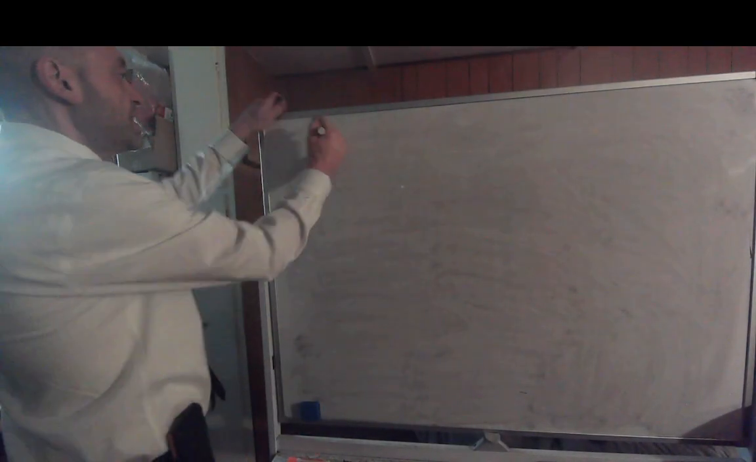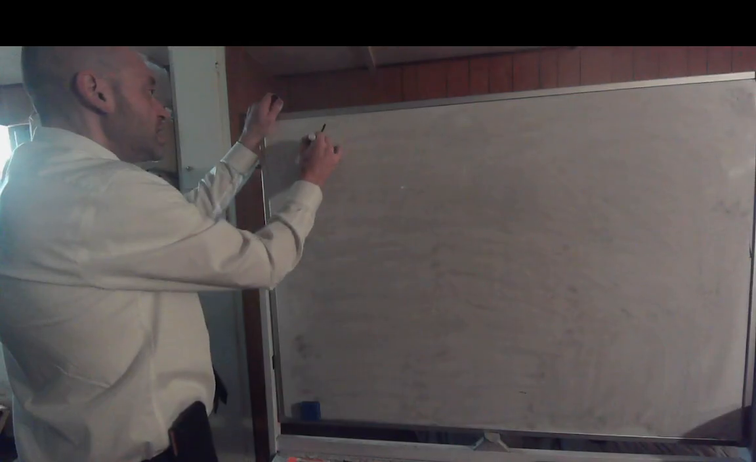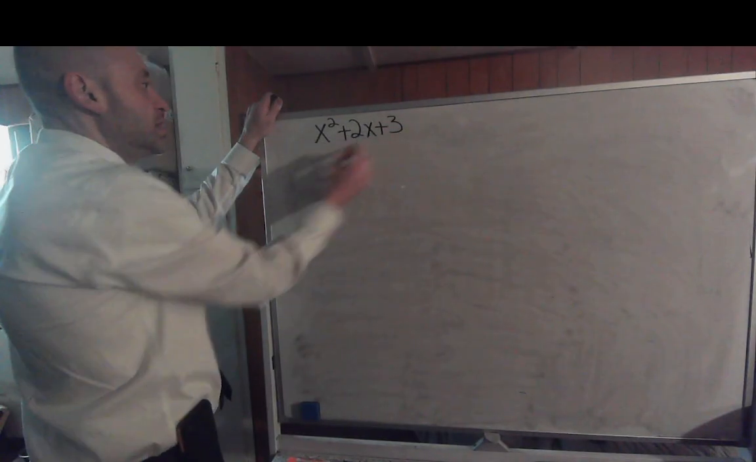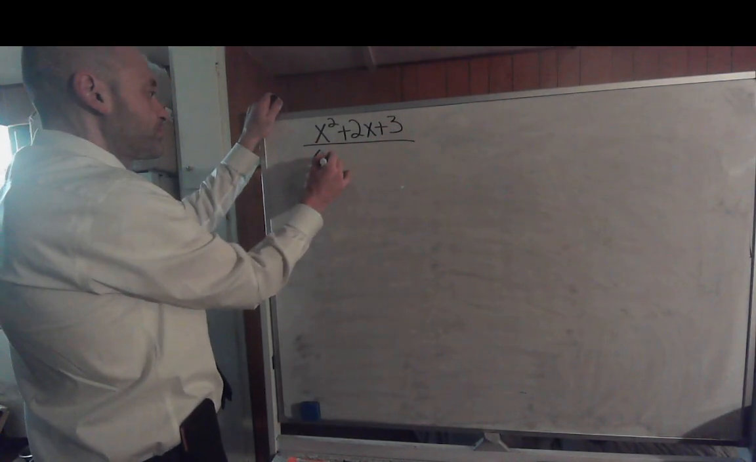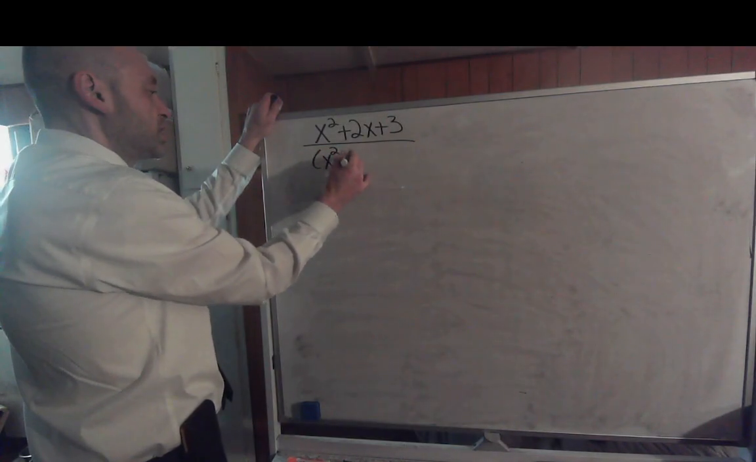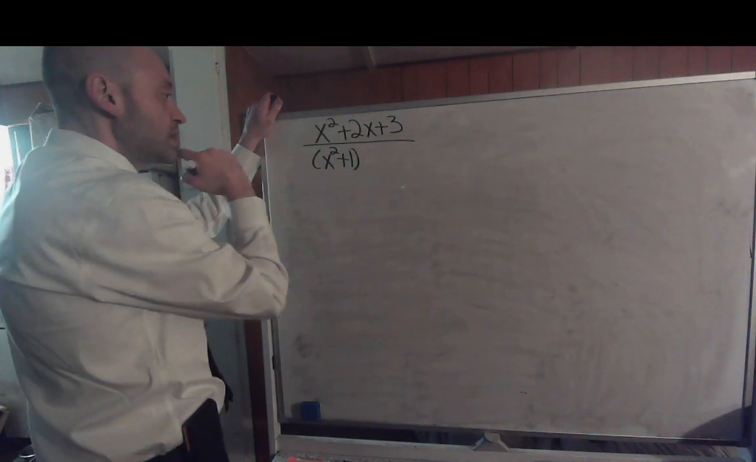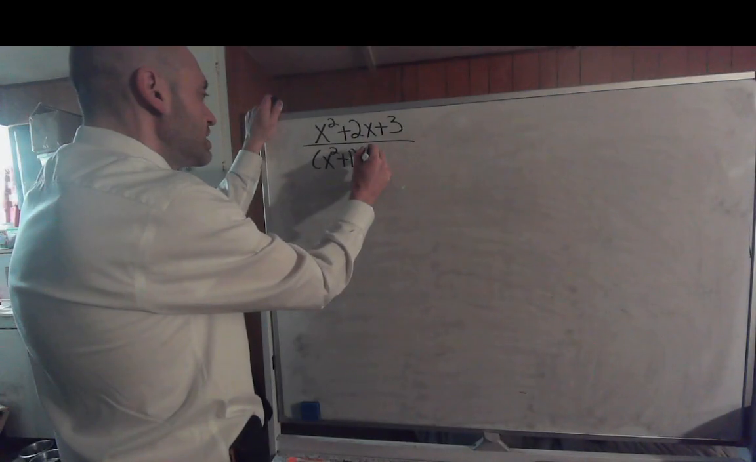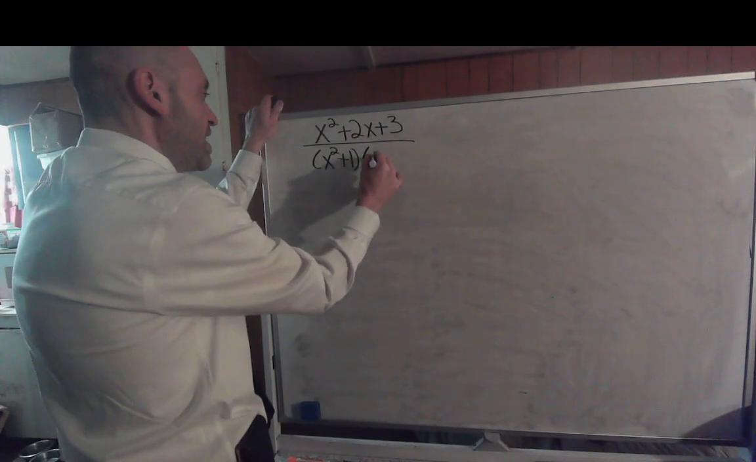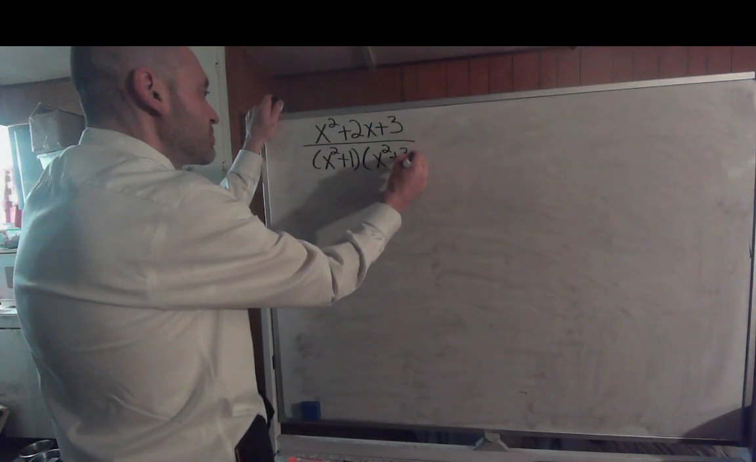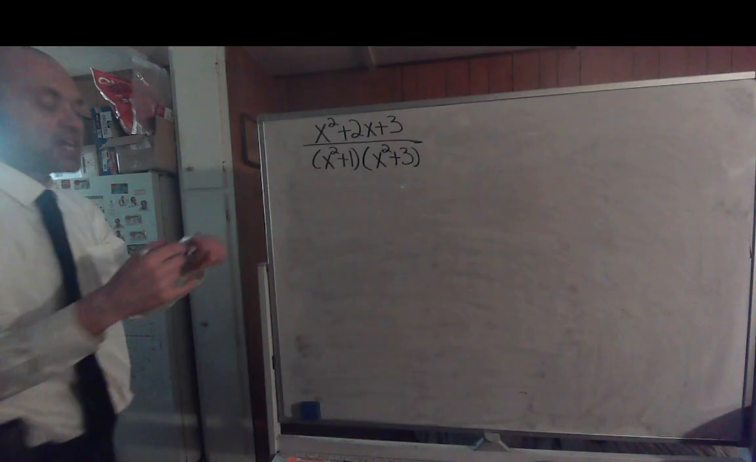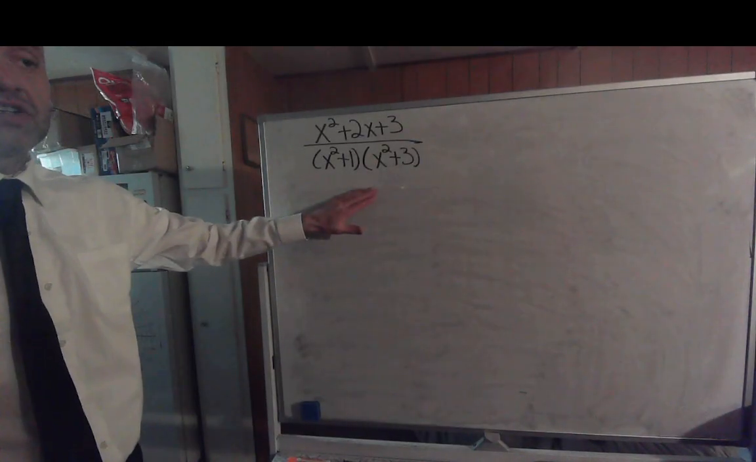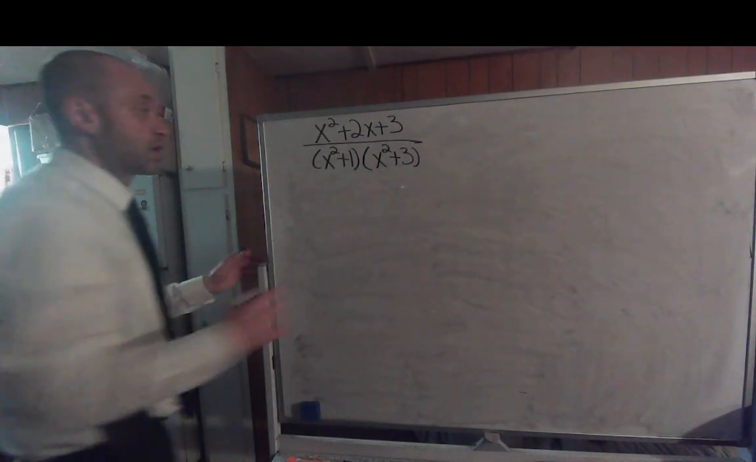Alright, so let's say I have x squared plus 2x plus 3 all over x squared plus 1, and let's do two non-repeating quadratic factors times x squared plus 3. So first I have two non-repeating quadratic factors that can't be factored. So how's that going to work?